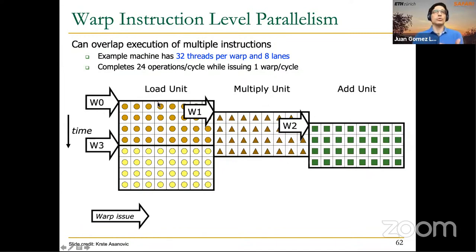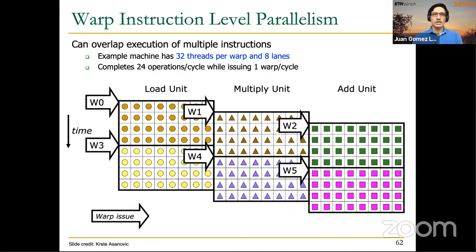So if we want to execute the 32 threads of the warp, we will need 4 cycles to issue this load instruction or this multiply instruction or this addition instruction. But in the end, it's exactly the same idea. And if you think about this, there is even some sort of rigidness here. Why is that? Because warps are only 32 threads, right? We cannot change the warp size.